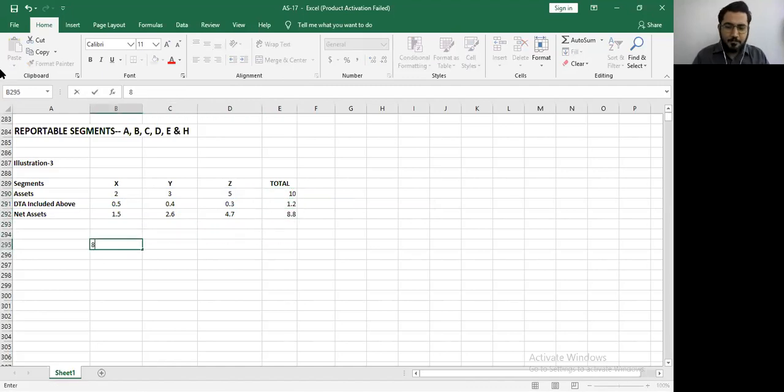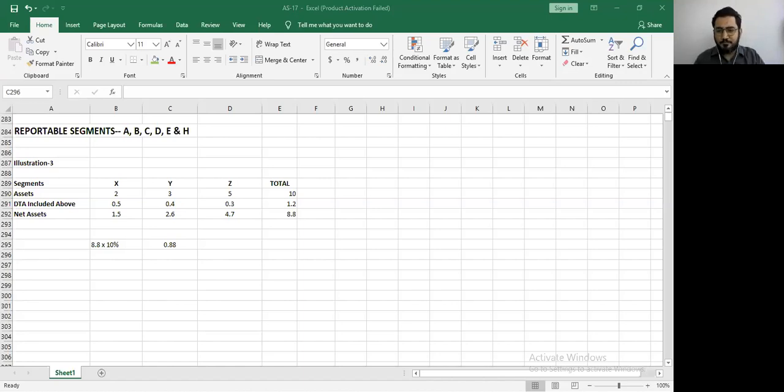So you get how much? 8.8. We will have to calculate the 10% for 8.8, which comes to 0.88. Now when you have 0.88, tell me, is segment X reportable? Yes, of course, segment X is reportable. Why? Because it fulfills the 10% criteria.